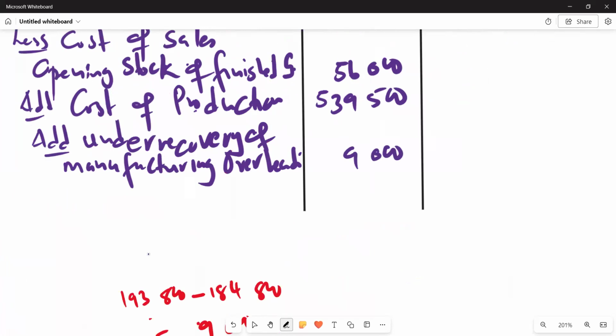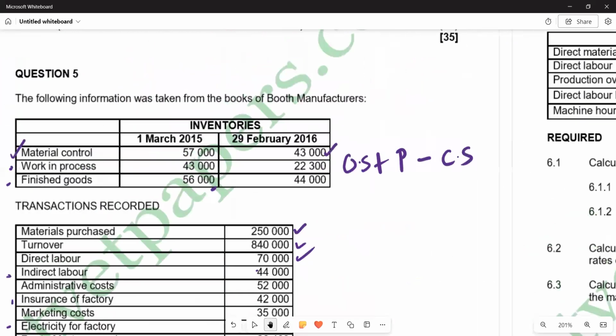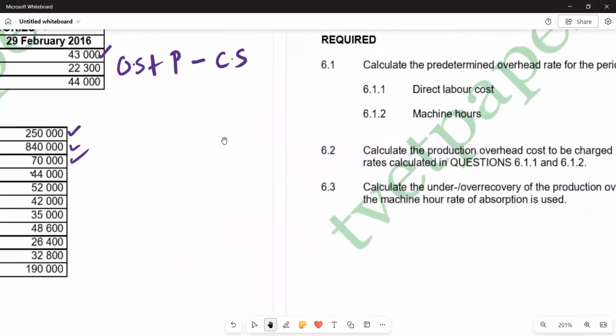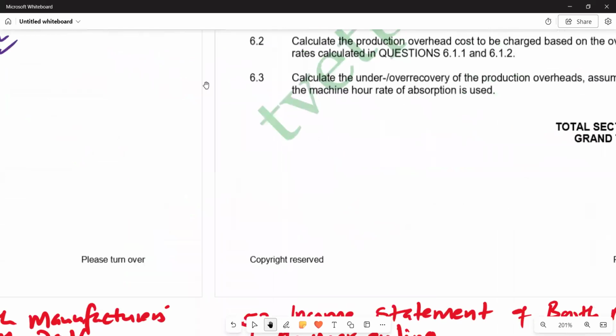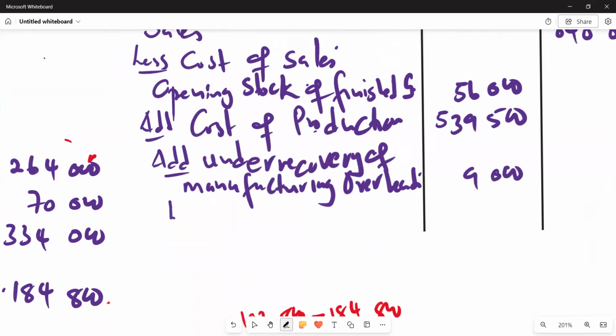So having done that now, you subtract your closing stock, which we are going to find again in the question. Remember, we've got opening stock of 56,000 finished goods, so our closing is 44,000. So here we are saying less closing stock, which is 44,000.